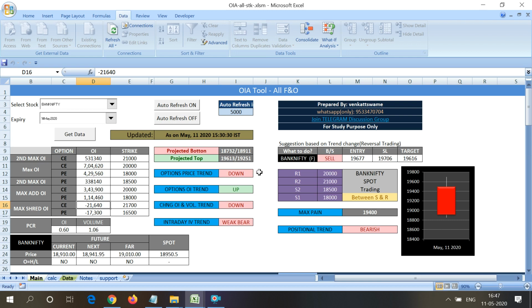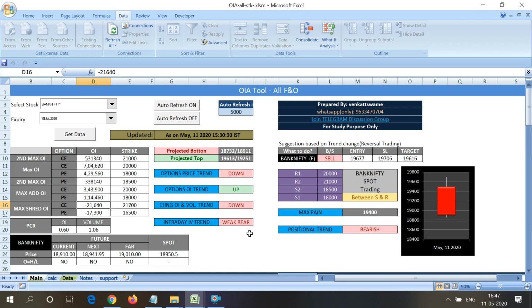And particular trends: the option price trend, it is down of course, and the option open interest trend, it is up. And the change in open interest and volume, we have analyzed together. The trend we find is down.